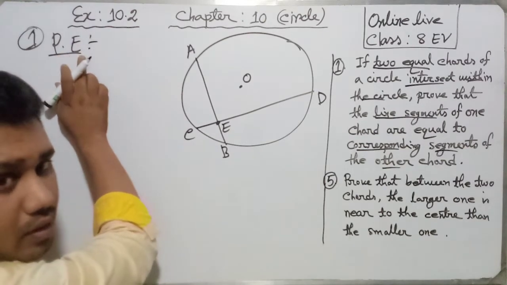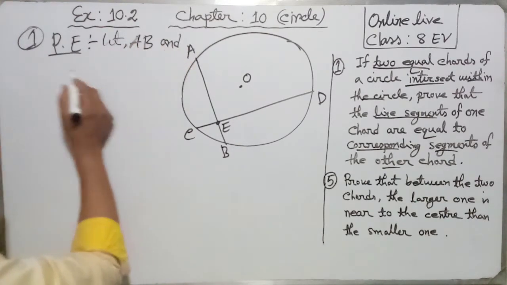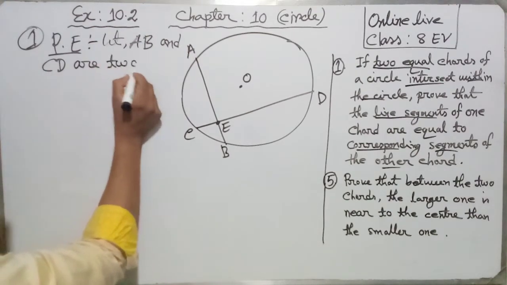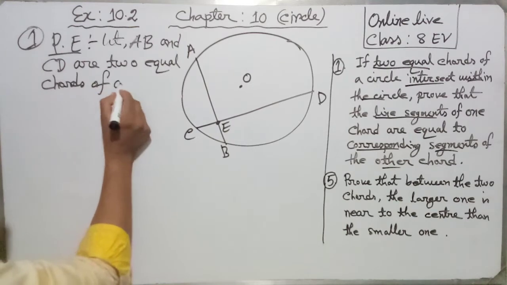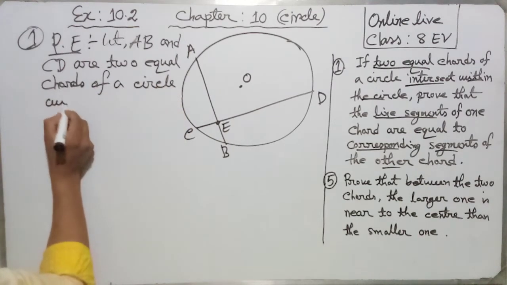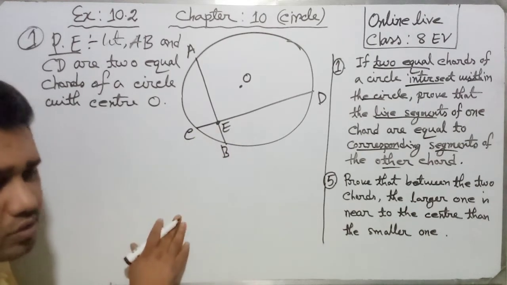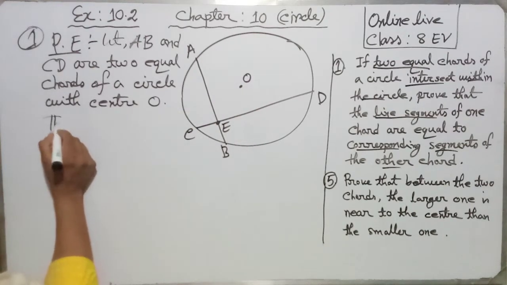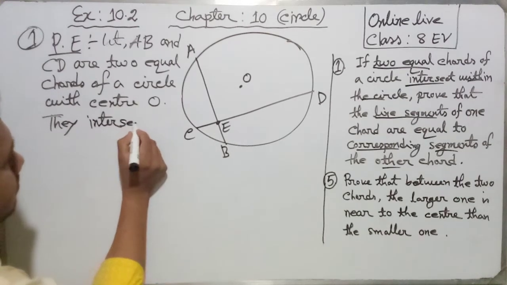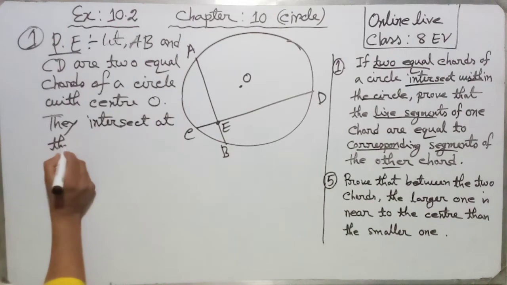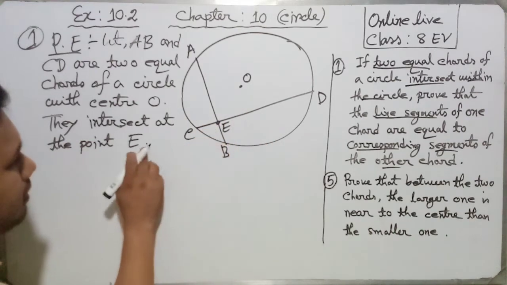You have to write the full form, particular enunciation. Let AB and CD be two equal chords of a circle with center O. So here AB and CD are two equal chords of a circle with center O. They intersect at the point E.